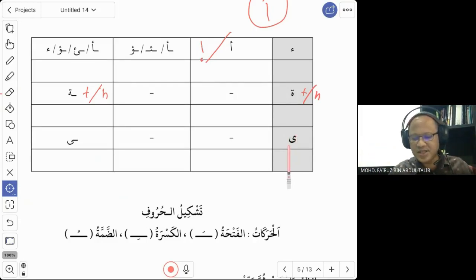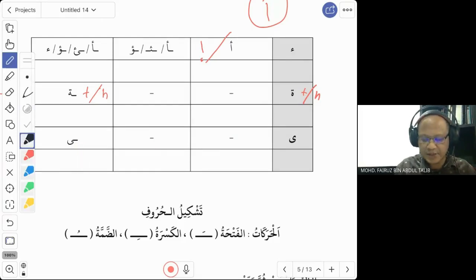So this is a special alif. I have said that this is not the consonant. This is the vowel. You will only see this alif when it is at the end of a word. You will never see it in the beginning or in the middle of a word. So it is always at the back of a word.